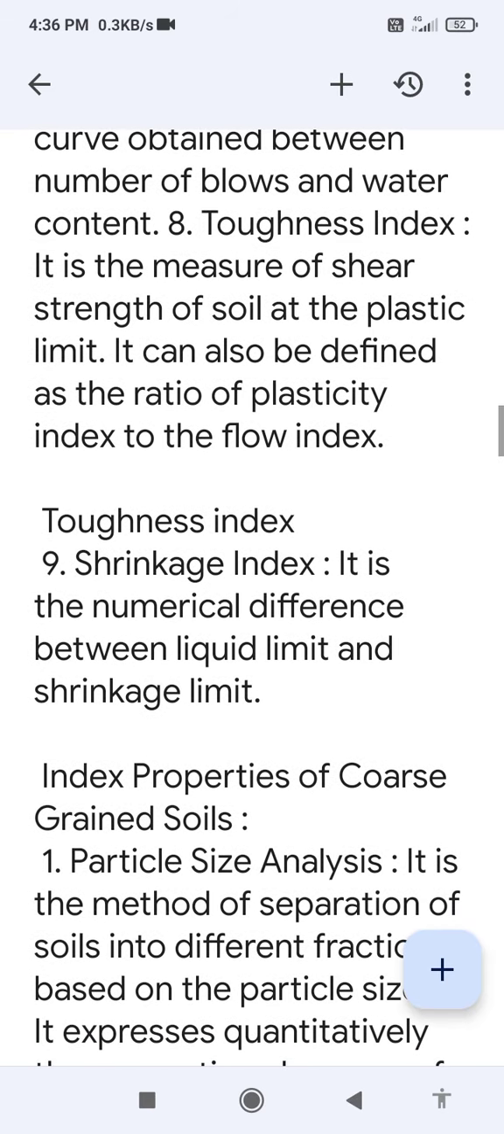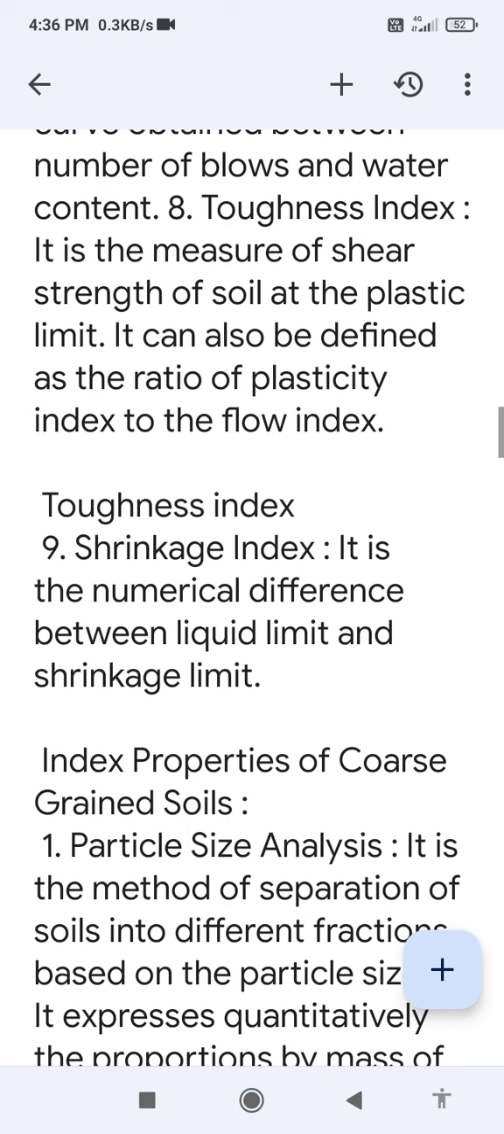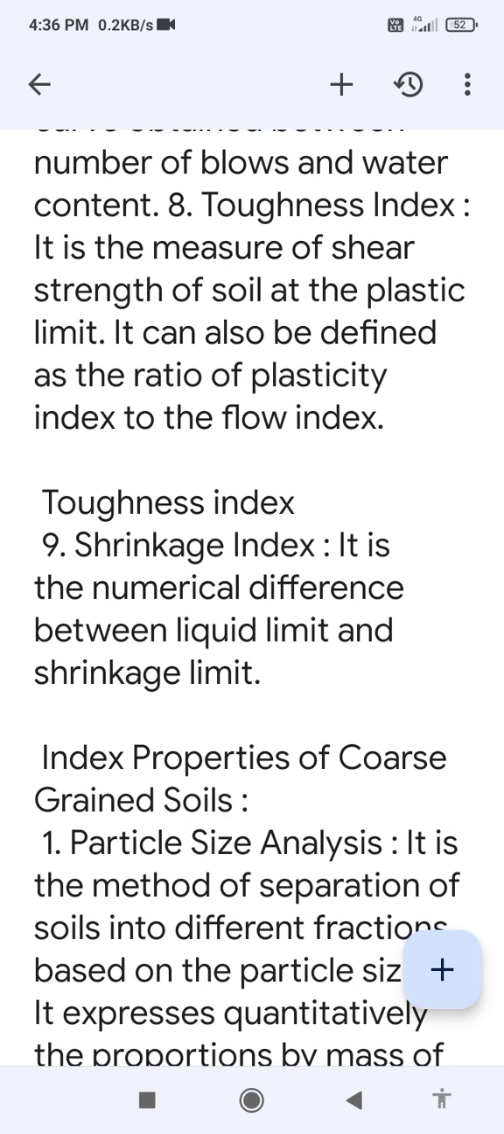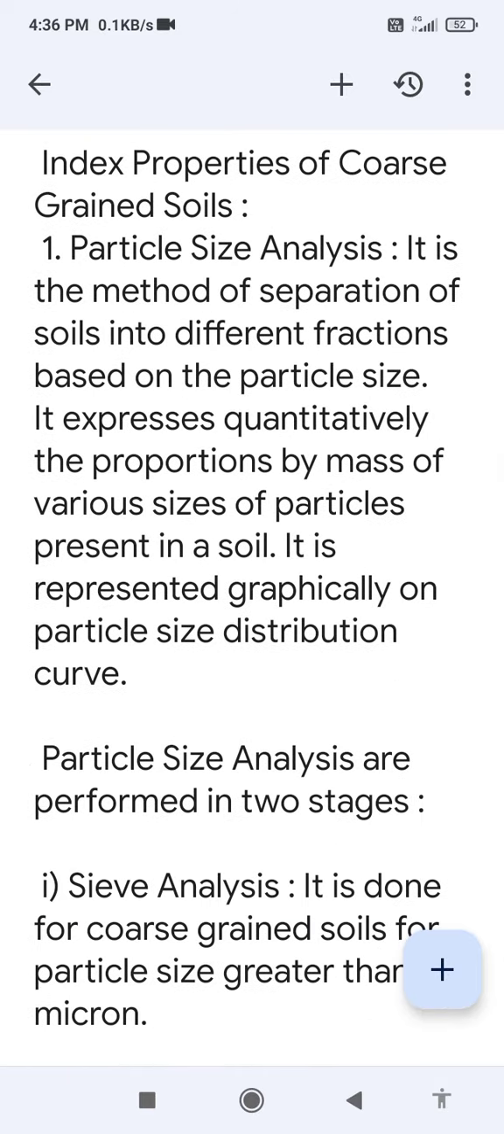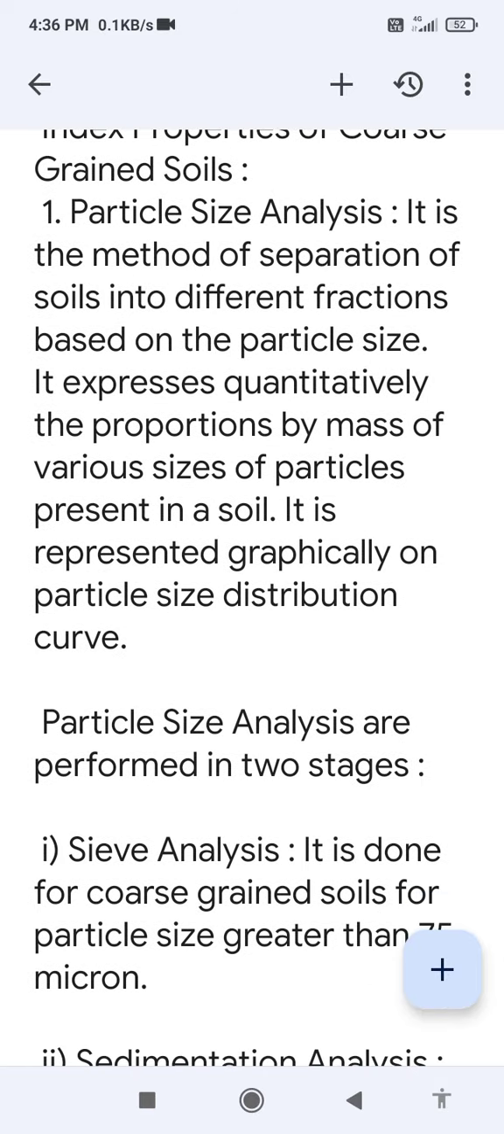Index properties of coarse-grained soils. 1. Particle size analysis. It is the method of separation of soils into different fractions based on the particle size. It expresses quantitatively the proportions by mass of various sizes of particles present in a soil. It is represented graphically on a particle size distribution curve.